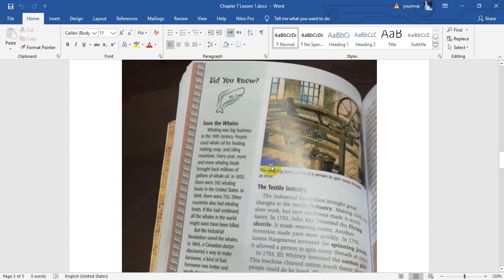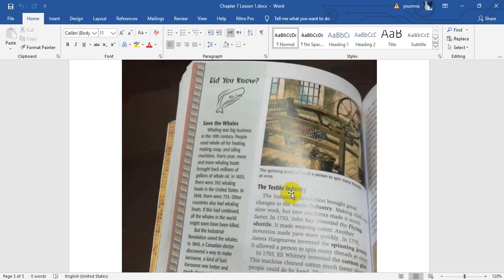Why did they invent it? They invented it to allow a person to spin many threads at once. What are threads? They are used to make the cloth, and then after that you can make clothes to wear. Then we have the textile industry. The textile industry is an industry that is related to fabric, cloth, and to have clothes.